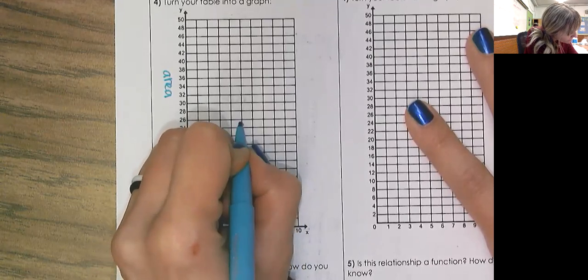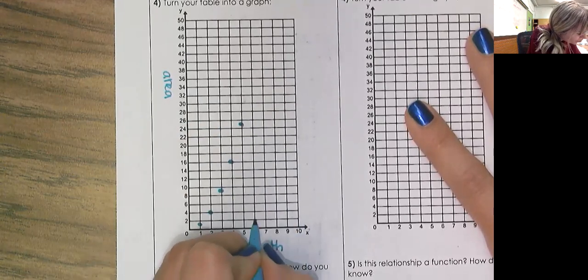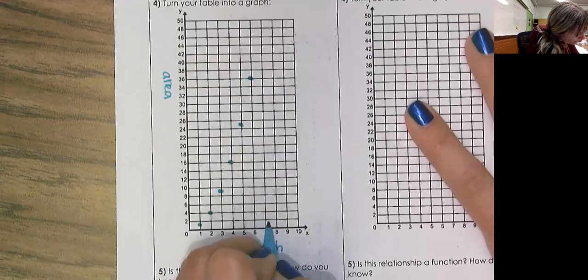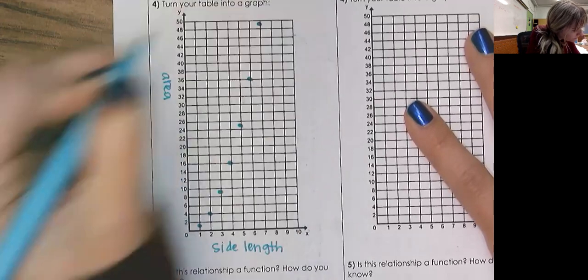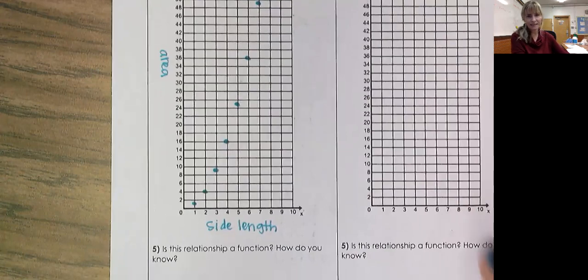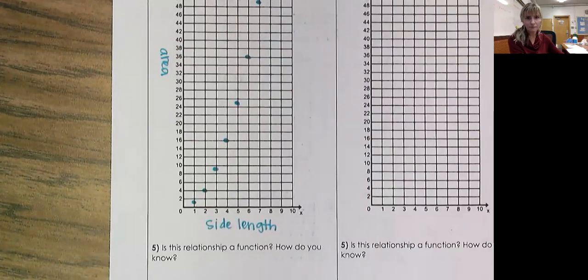Could we graph another one? 6 would be 36, even though that's not on my table, I know it. And 7 would be 49. I'm out of room. Let me ask this though. There's my graph right there.